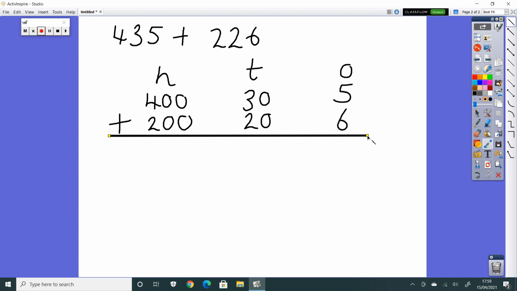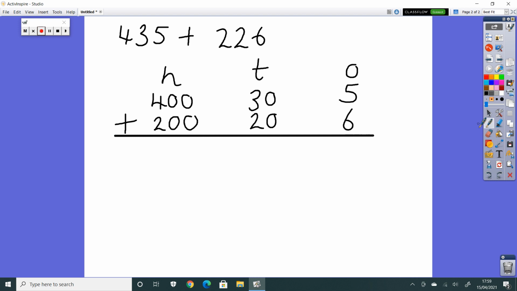The children would normally in school be working in books that have squared paper, so they find it easier to line their values up. Okay, again, starting with the ones. Here we've got 5 add 6. Now, 5 add 6 gives a value of 11. And because this is the ones section, we can only place the 1 from the 11 here. The 10 has to be placed in with the other 10s.